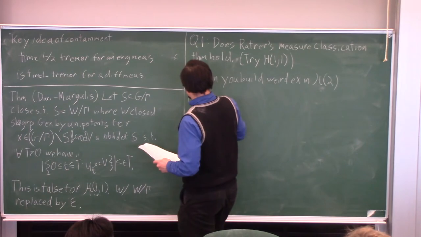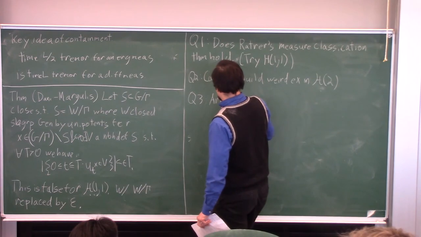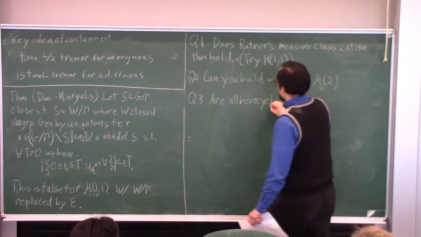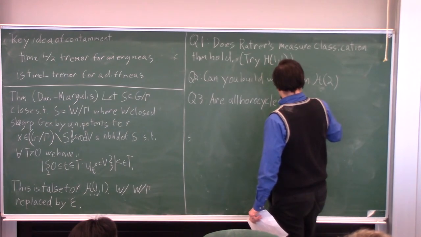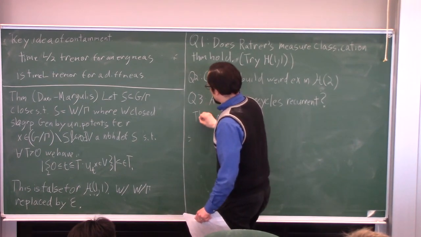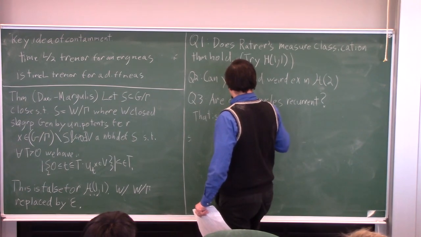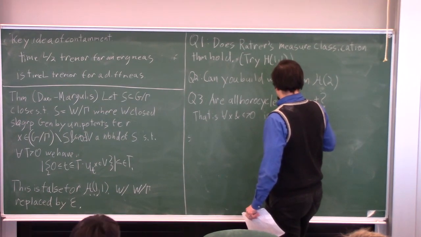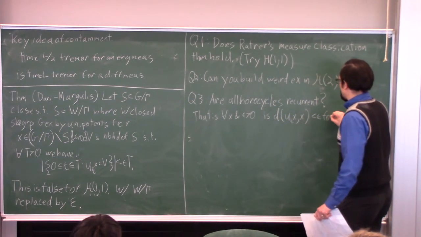So question three, which is a question I particularly like, which is, are all horocycles recurrent? Are all horocycle orbits recurrent in the sense of topological dynamics? That is, for all x and epsilon greater than 0, is the distance between u sub t x and x less than epsilon for an unbounded sequence of t?